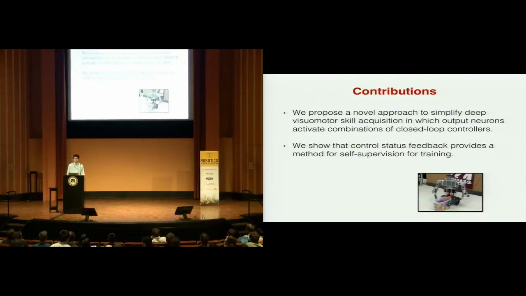We propose an approach to simplify visual motor skill acquisition. Rather than using motor torque directly, we use closed loop controllers so that we can reduce the action space. And then we also introduce a method to self-label training examples to make the training easier.